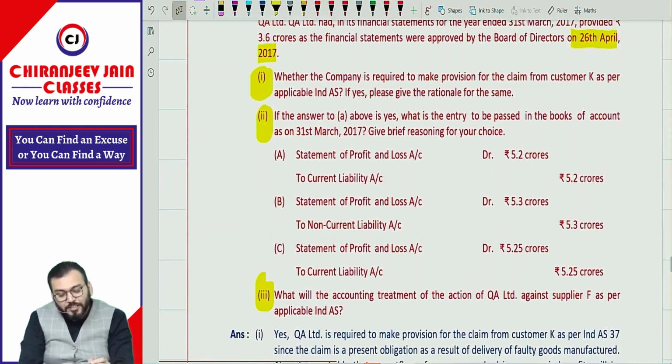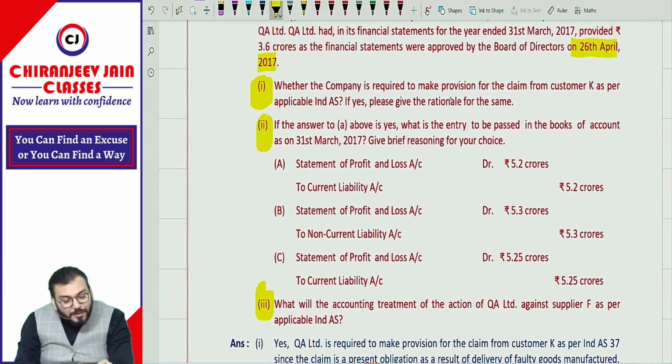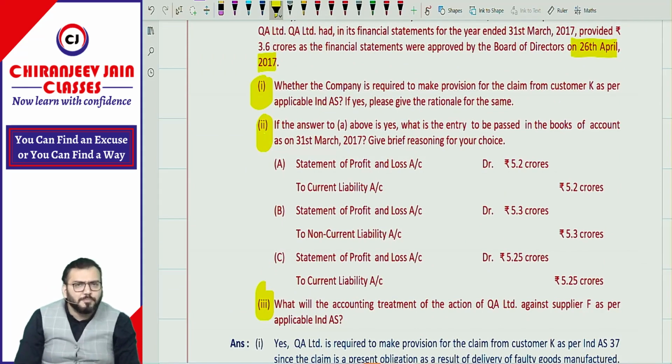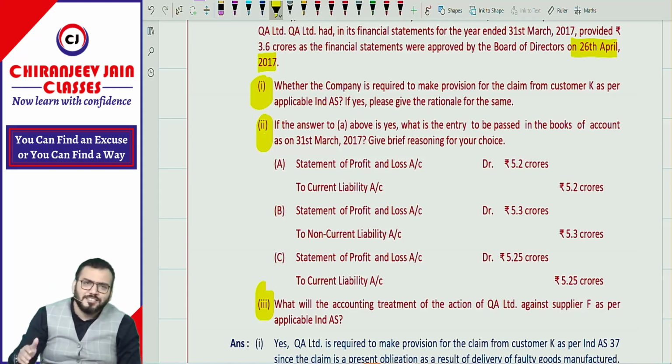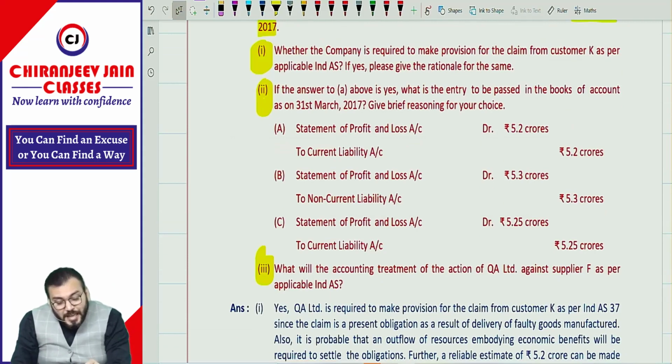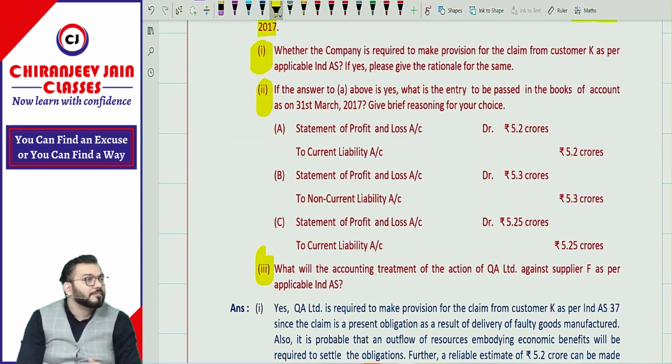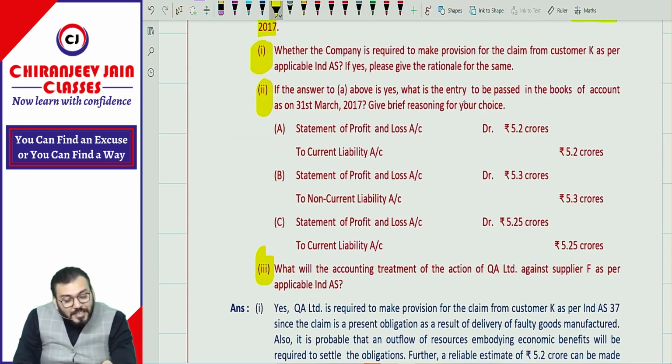Now you will be able to understand. Whether the company is required to make provision for the claim from the customer as per applicable Ind AS. If yes, please give the rationale for the same. Whether provision is required? Yes. Rationale: the 3 conditions are satisfied. Correct? Yes. If the answer to A above is yes, they have given also in point number 2, the answer will be yes only. Correct?